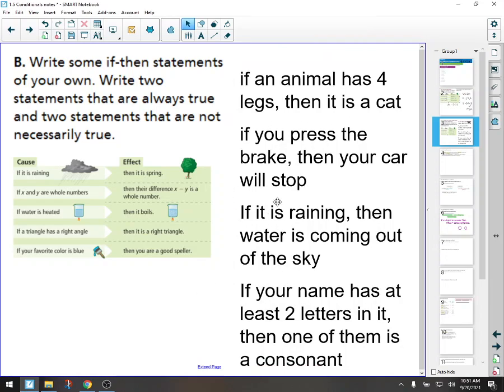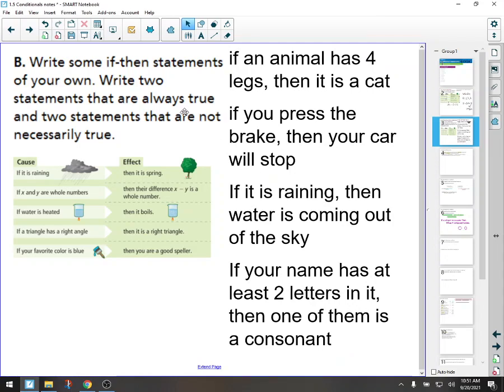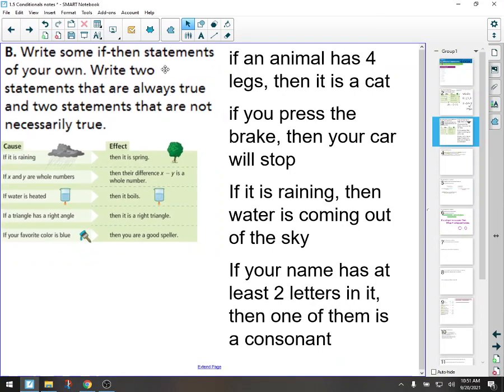My statements. I have four statements here, and I don't know if I followed the rules or not. So they may either all be false, all be true. I was supposed to make two that were definitely true all the time and two that were sometimes true. But let's see what we got. If an animal has four legs, then it is a cat. Hopefully you know that that is not always true. There are some animals with four legs that are not cats, for example, elephants. So that's sometimes true, sometimes not true.